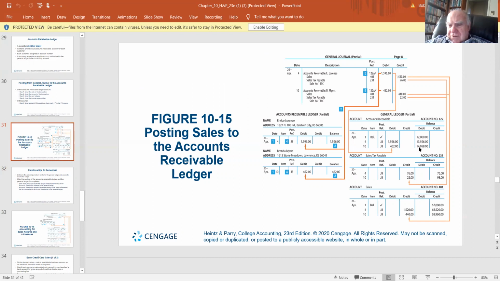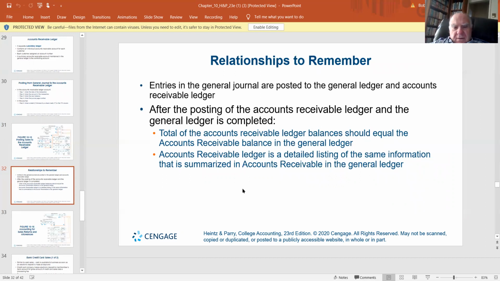She's going to see 14,058, and she's going to say, okay, who owes you that money? And then you bring out the AR ledger and you say, well, Lorenzo owes us $1,596, this person here, etc. And then the auditor can concentrate on pulling the customer information. The accounts receivable ledger is just a detailed listing of the same information that's summarized in the general ledger. They call it general for a reason. You just have one account, accounts receivable. No real detail other than the dollars going in and out. You don't know who the customers are. The detail is in the subsidiary, the AR ledger.